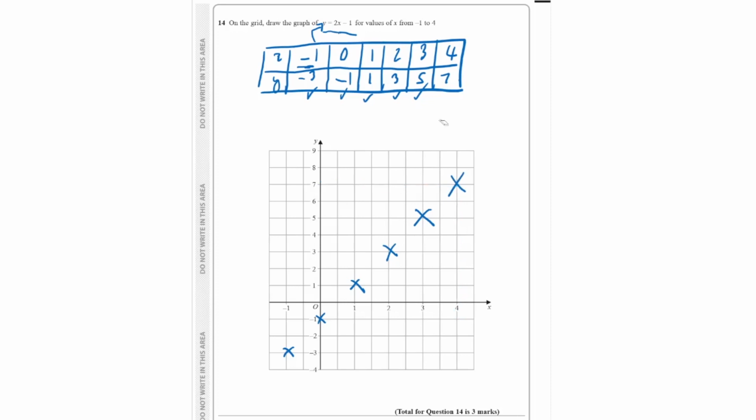But we are not done yet. It says draw the graph. So we actually have to use a ruler to connect all these points. And that is our final graph.